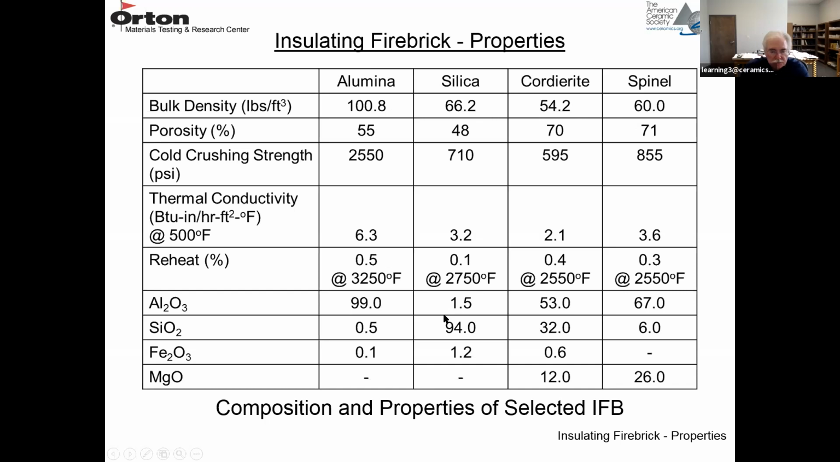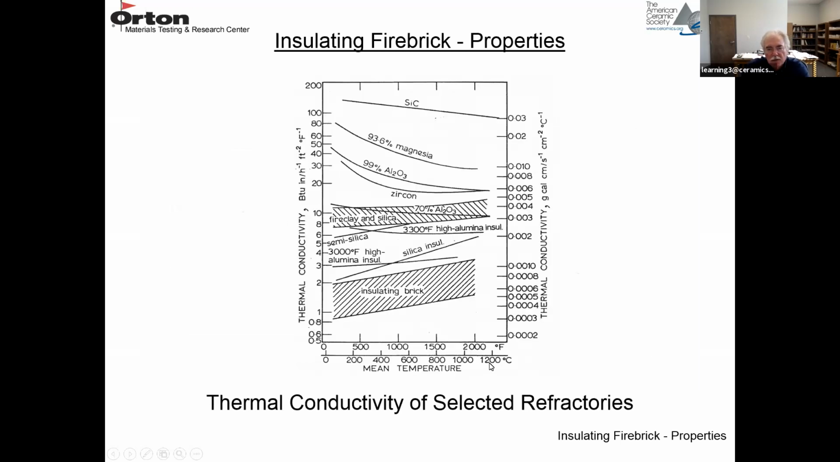And if you look at thermal conductivity versus temperature for all the different types of refractories, MgO is quite high. And this is, again, the BTU units. This MgO starts out about 80 and goes down to 40.